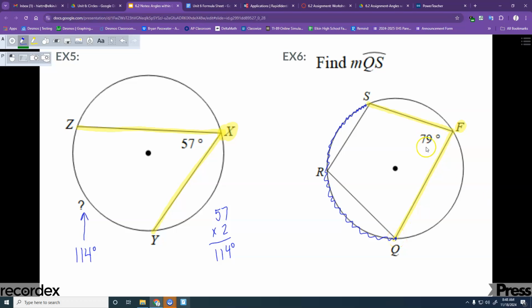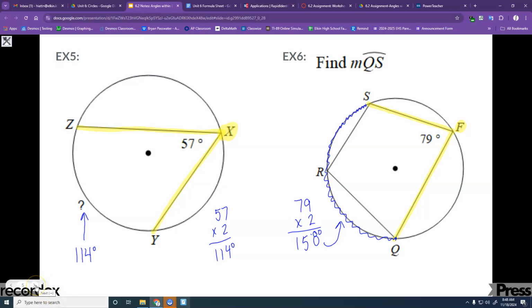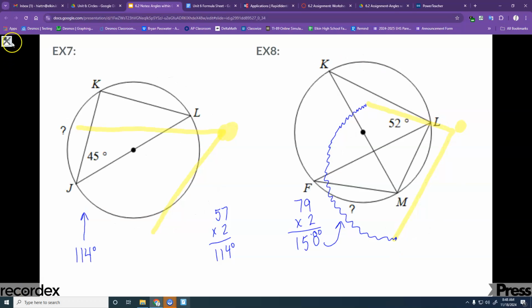So if this angle right here is 79, Jeremy, what do we need to do to find arc QS? Same thing as the last one. We just double it. So we're doing 79 times 2, and that will give us 158. So we'll get 158 degrees for that arc. Questions? All right, let's move over to our next one.